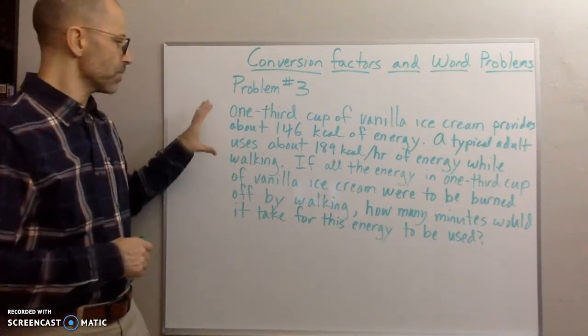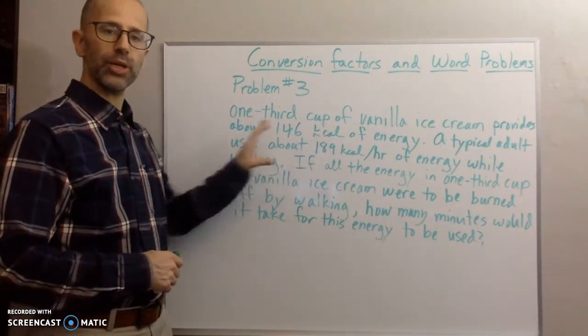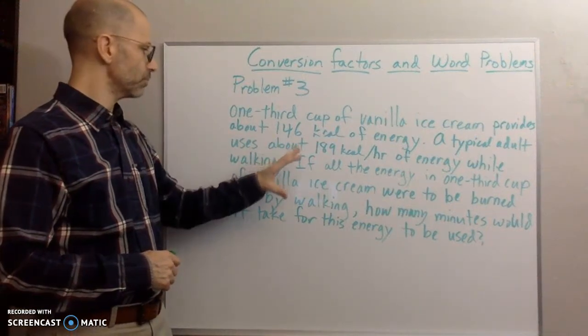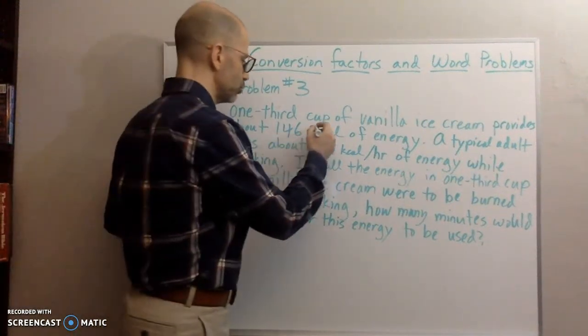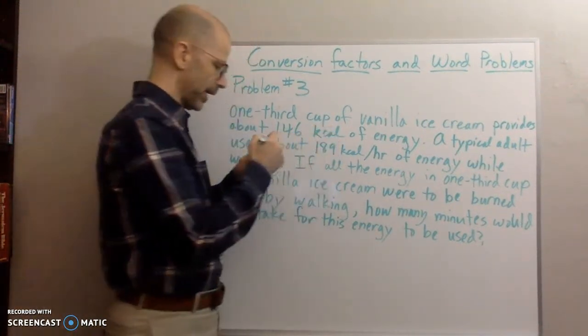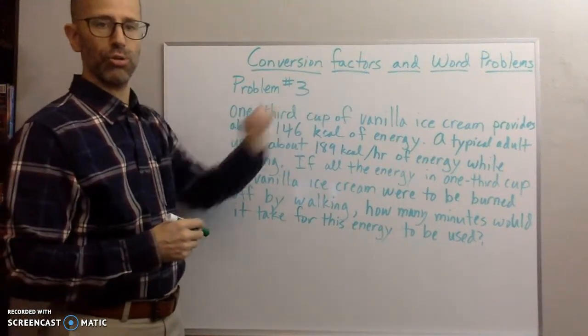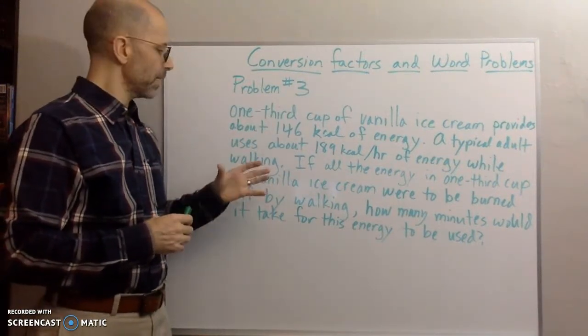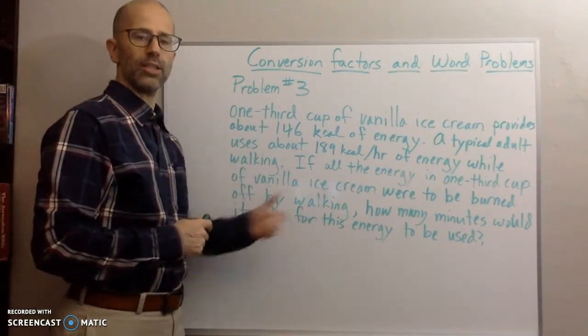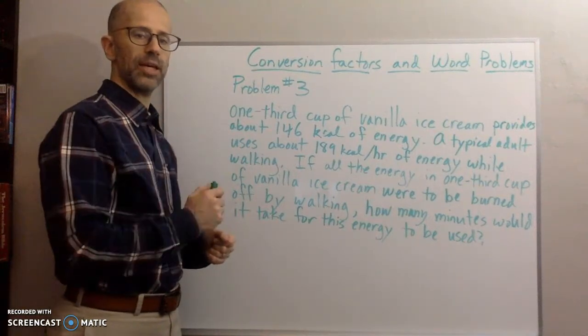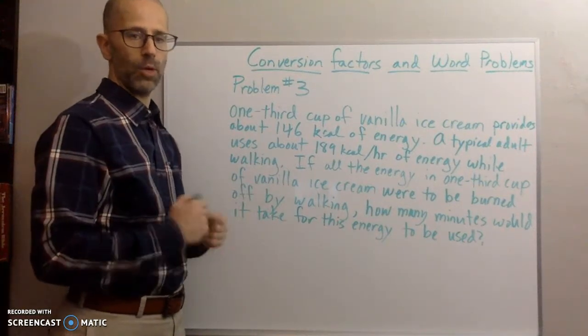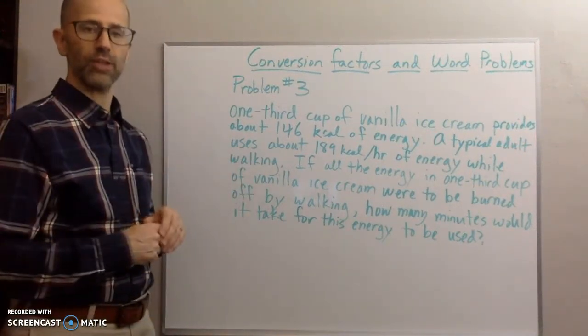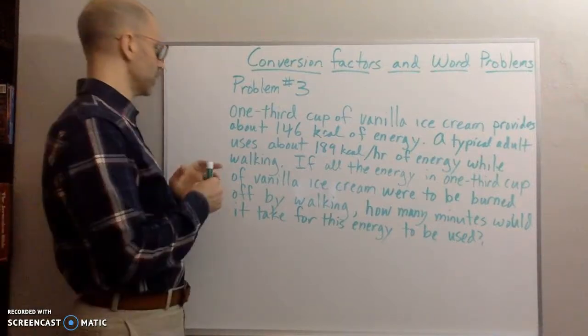So again, the first thing we're going to do is read through the problem, and we're going to pull out any information that we can use, any relationships, and then we're going to read the question, and the question will tell us where to begin and where to end. Once we have all that, we can start to solve the problem. So let's read the problem.